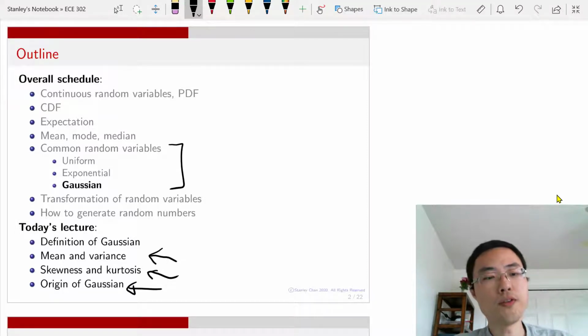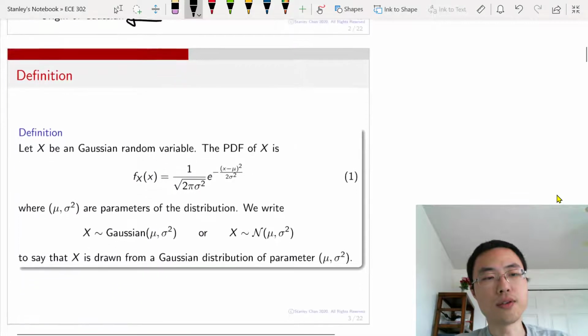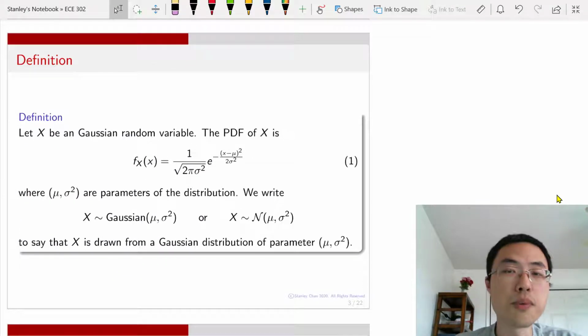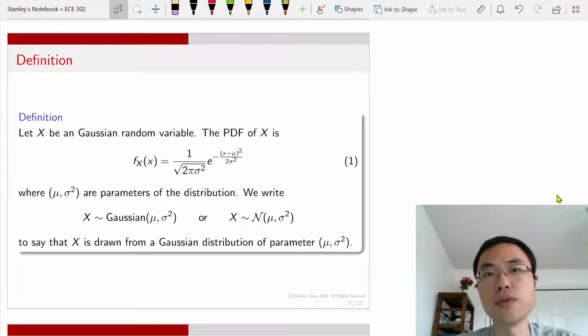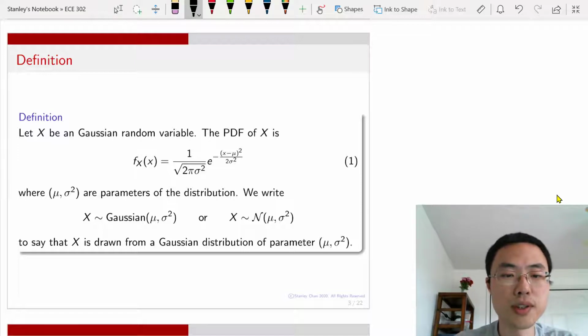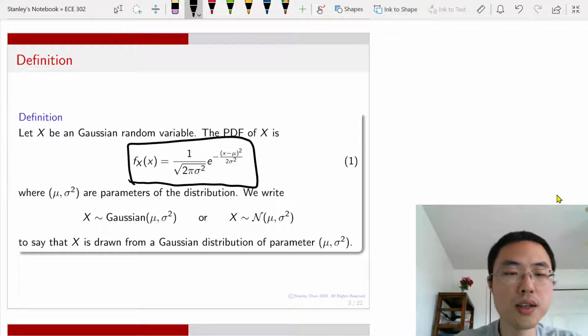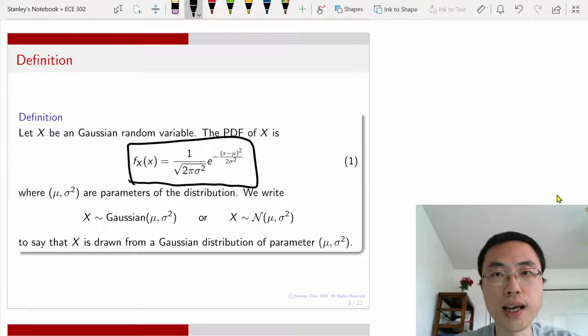All right, so without further ado, let's start our discussion. Let us begin by talking about the definition of a Gaussian random variable. To define a Gaussian random variable, of course, we need to define the probability density function, the PDF. The PDF of a Gaussian random variable is given by this formula. It's a little bit complicated at first glance.